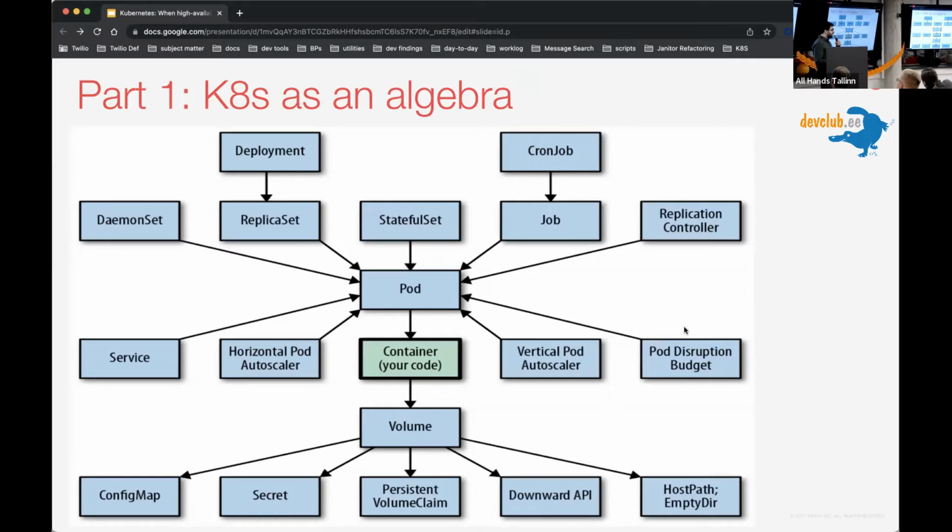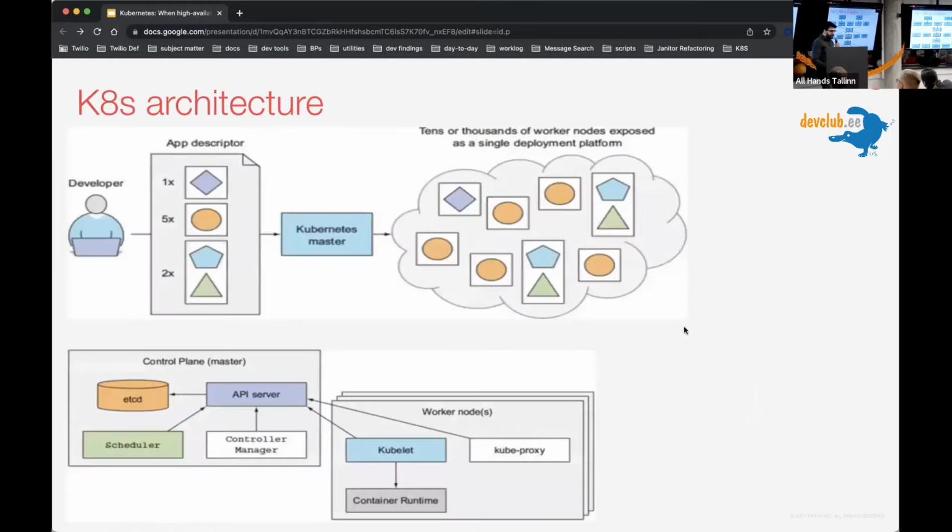Service is another entity that we will touch on. So the main unit, the atomic entity in this algebra, is a pod, not a container. Moving on. What does the Kubernetes architecture look like?